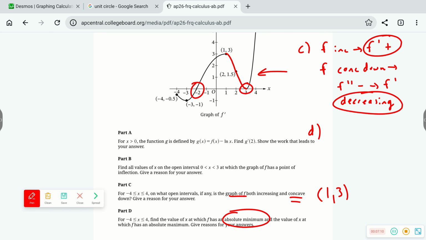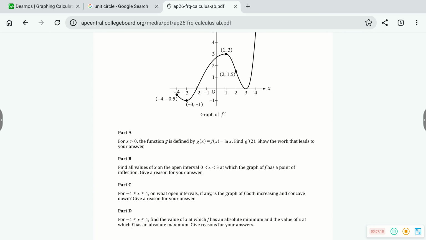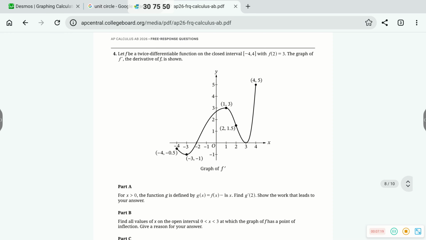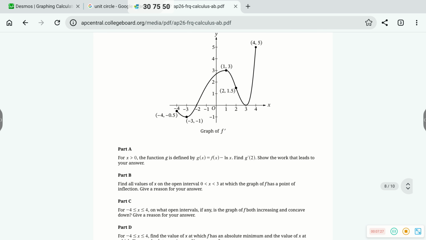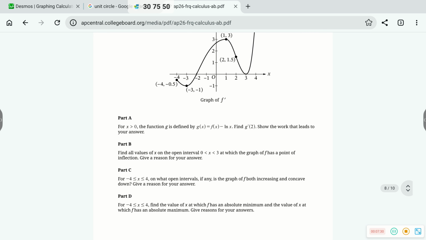Now, let me actually clear this. There's a beginning of this that we may need to see. All right, I'm gonna go up and clear this so I can see the top of it. Yeah, right there. So we need this information. F of 2 is equal to 3. So that's important to know. So let's go back down to D here.